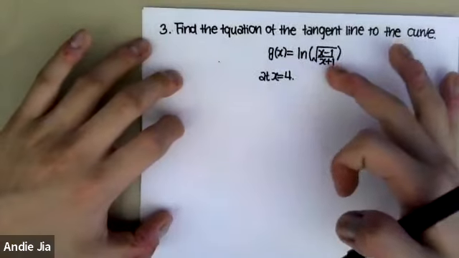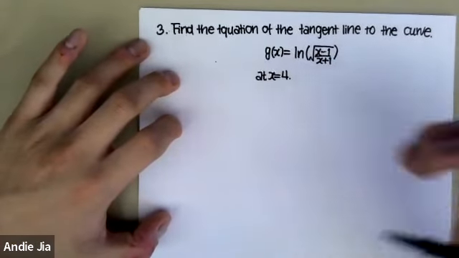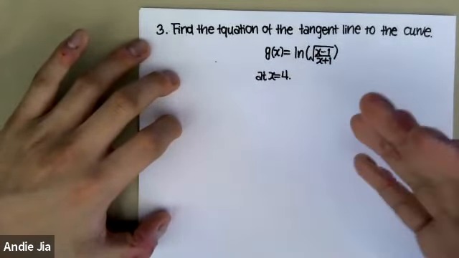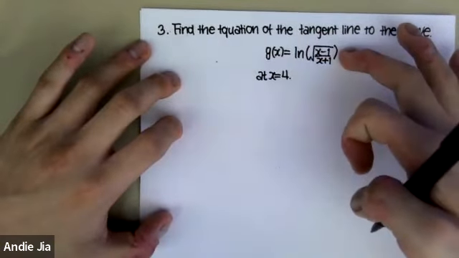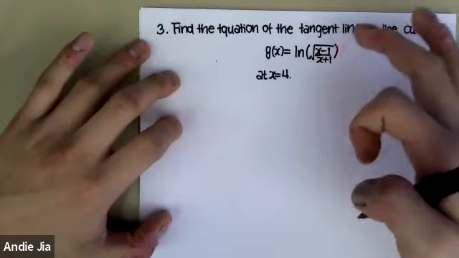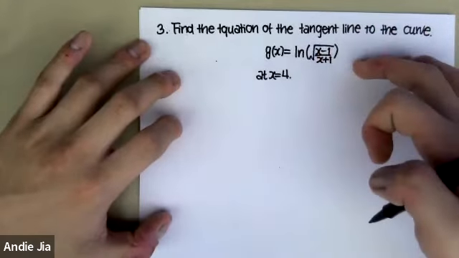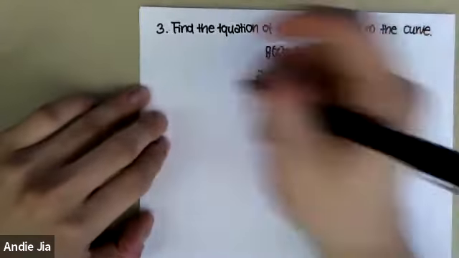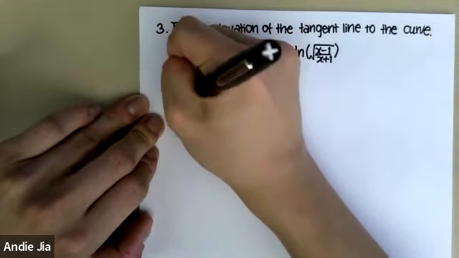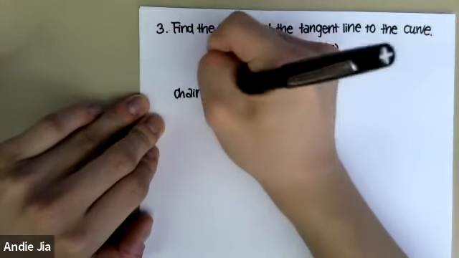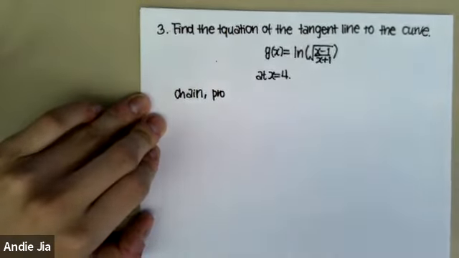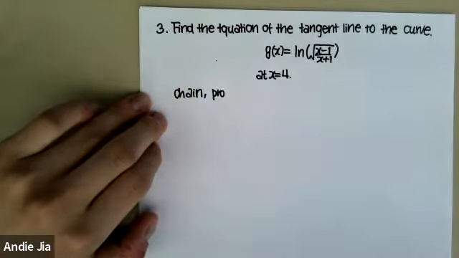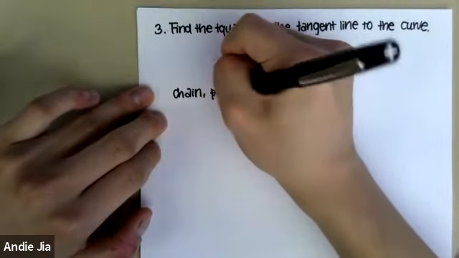So when you see a nasty function like this, just don't be scared. We have natural log of this, then just the chain rule and the product rule again. So the technique uses the chain rule and the product rule. No, chain rule and the quotient rule. Quotient rule. I'm so sorry about that.